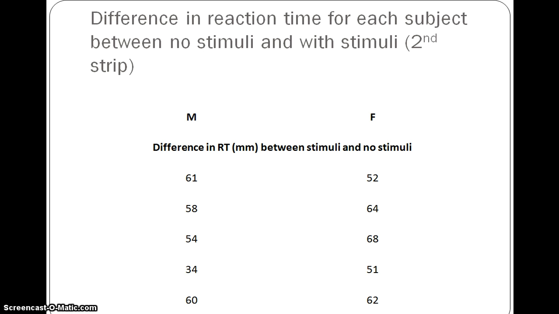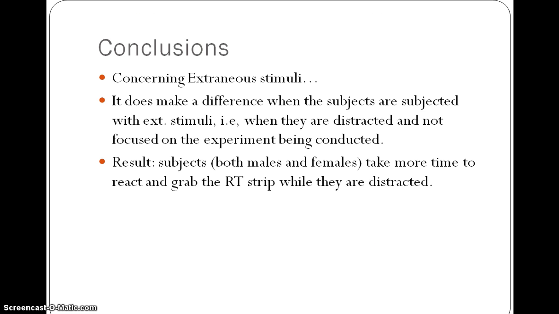This is the difference between the subjects when they have stimuli and when they don't have any stimuli. This one ranges a bit higher than the first range. For the males, it ranged from approximately 34 to 61, and the females vary from 51 to 68. This one is a bit higher than the first range.